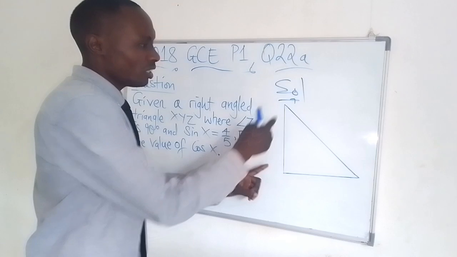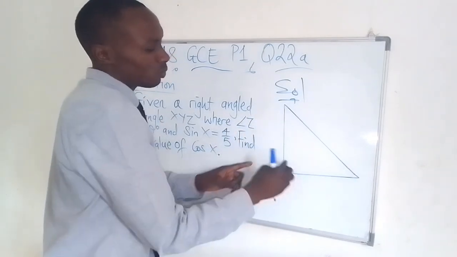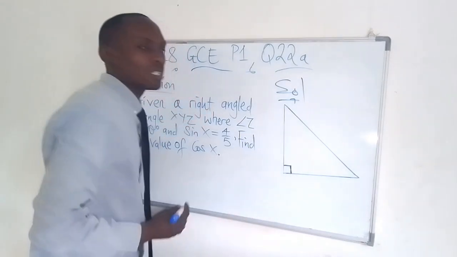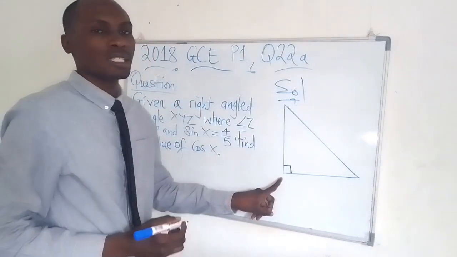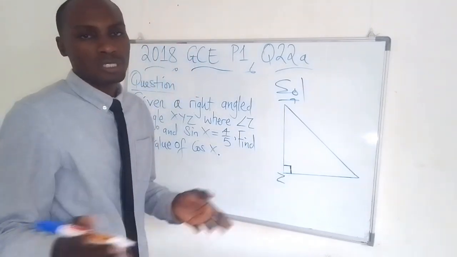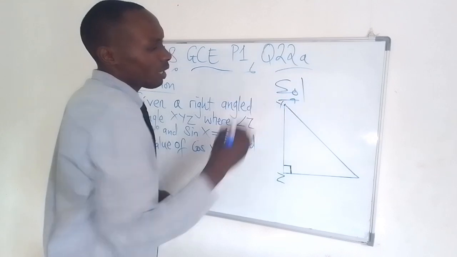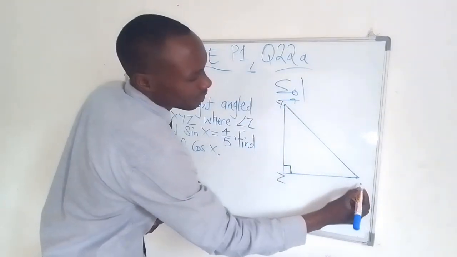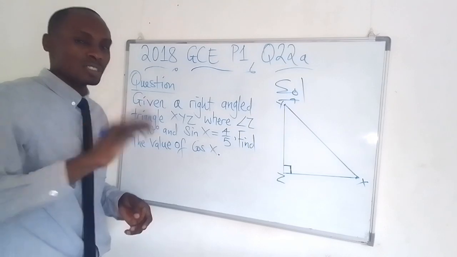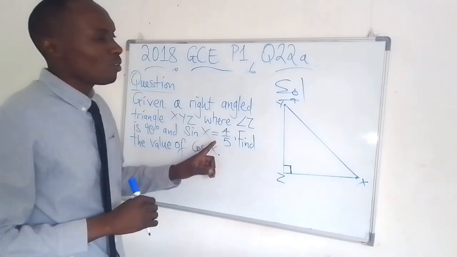Now here where we have these perpendicular lines, the vertical and the horizontal are forming a 90 degrees angle. So this is where we're going to put letter Z. So this is angle Z, which is 90 degrees. And then I'll put Y at that point and X at that point. So then let's go to sine. Sine X is equal to 4/5.